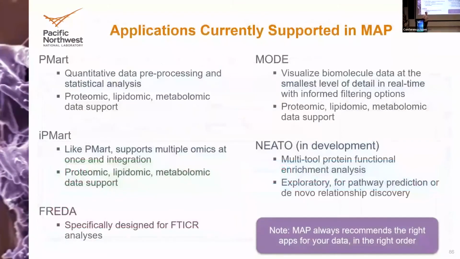Talking about what is supported in MAP right now, we saw those three, but there's a multitude of other ones, just to pick out a couple. So we talked a little bit about PMART. In addition, we have IPMART, which is similar, but handles that integrated aspect of multiple omics types. In addition, we have MODE, which will let you look at 1, 10, 50 different biomolecules in very granular detail.